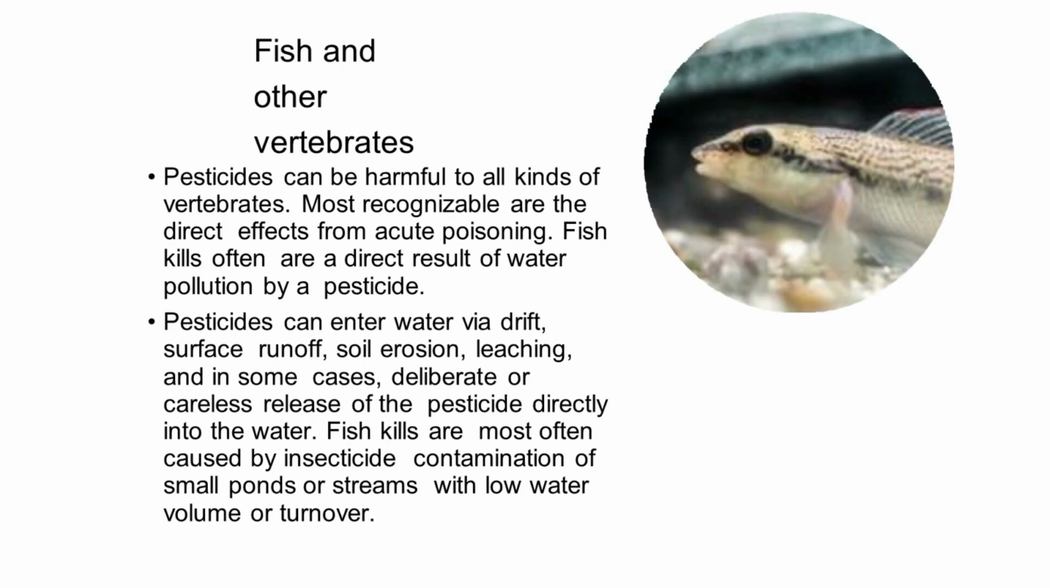Fish and other vertebrates. Pesticides can be harmful to all kinds of vertebrates. Most recognizable are the direct effects from acute poisoning. Fish kills often are a direct result of water pollution by a pesticide. Pesticides can enter water via drift, surface runoff, soil erosion, leaching, and in some cases deliberate or careless release of the pesticide directly into the water. Fish kills are most often caused by insecticide contamination of small ponds or streams with low water volume or turnover.